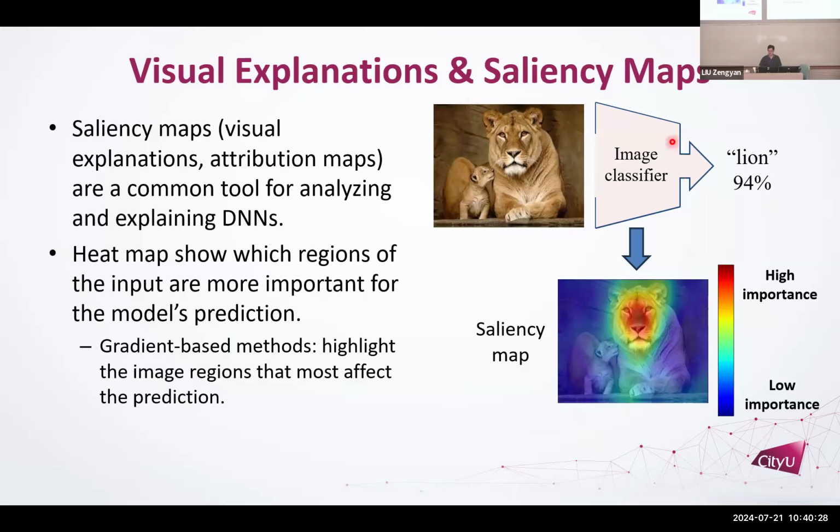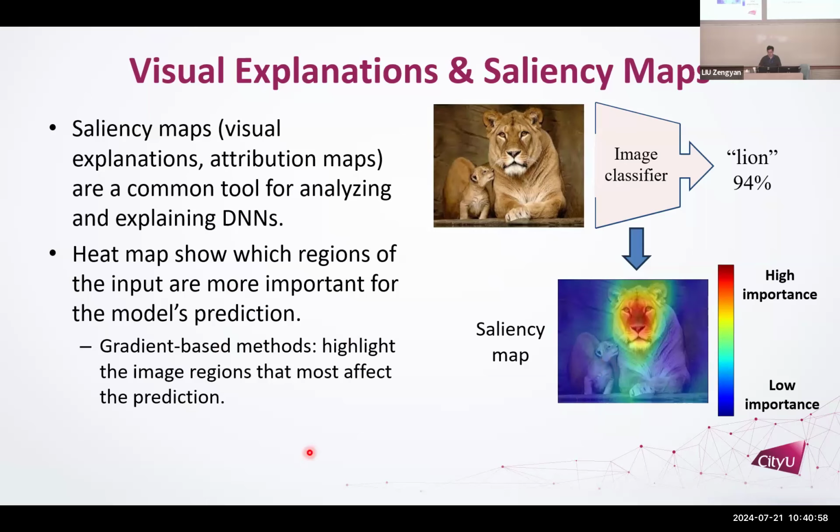So we have an image, an image classifier, a DNN, and we get a prediction. So we want to construct this saliency map, which reflects how important each pixel in the image is to the prediction of the lion class. Okay, and here's an example. So the red here denotes high importance pixels, and the blue denotes low importance. So for this particular classifier, it finds the face of the lion to be the most informative, the face of the large lion, but not the face of the cub.